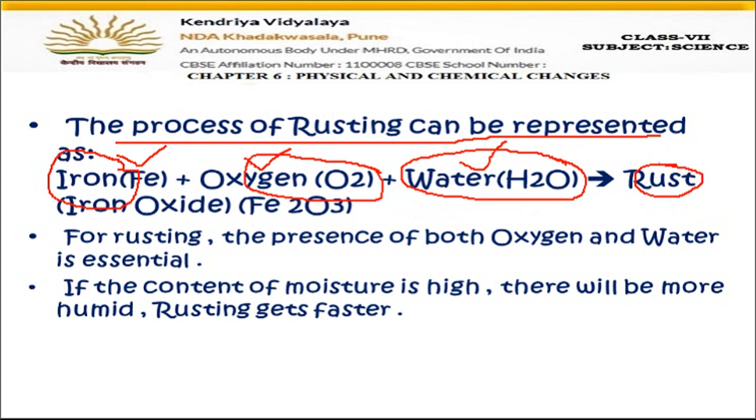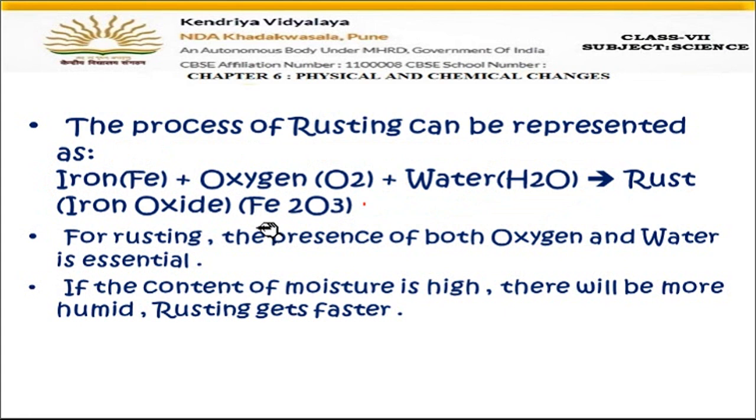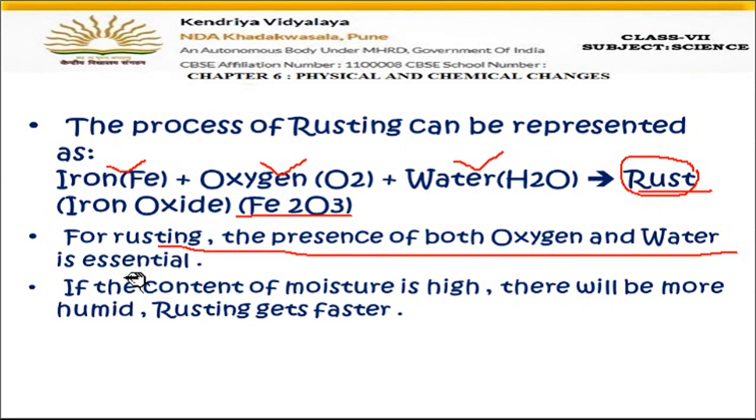And what is the formula for it? Rust's chemical name, scientific name, is iron oxide. And what is the formula? Fe2O3. Fe stands for iron and O is the symbol of oxygen. So Fe2O3 is the formula for rust. When iron reacts with oxygen and water, it forms a red color substance which is called rust. What is the formula for rust, children? It is Fe2O3.